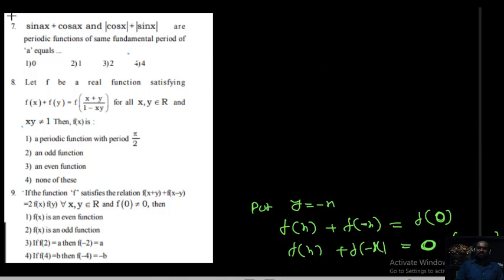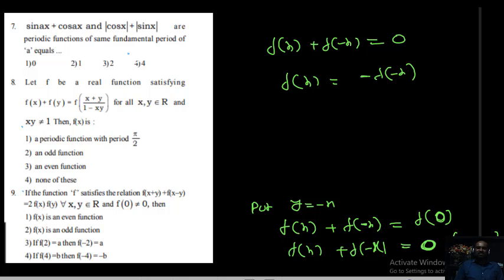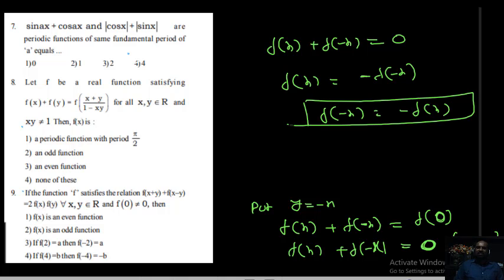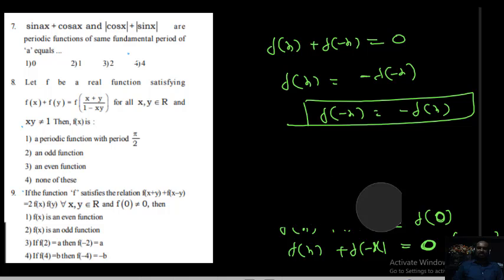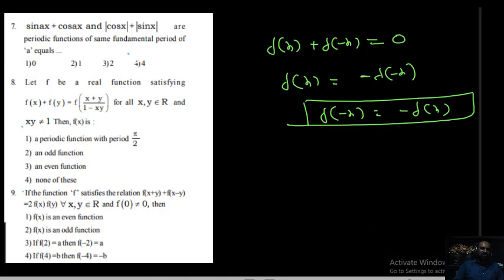Okay, then what did you get? f of x plus f of minus x equal to 0, or f of x equal to minus f of minus x, or f of minus x equal to minus f of x. What type of function? Odd, obviously. Odd function. Where are the options? Okay, I can say that 2 is the correct answer for that.